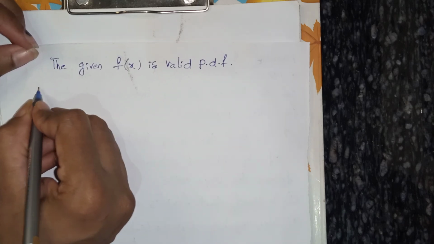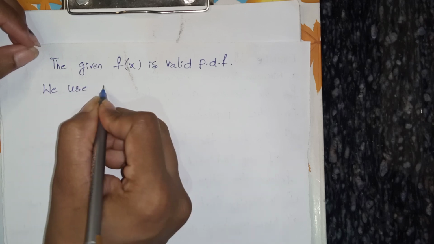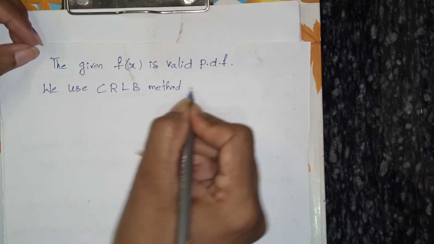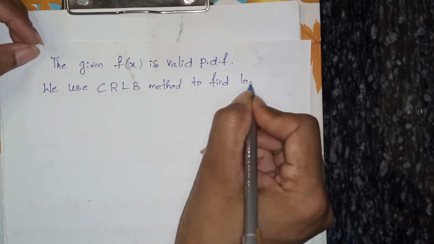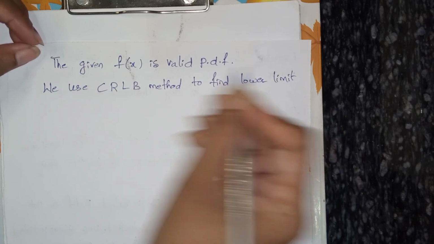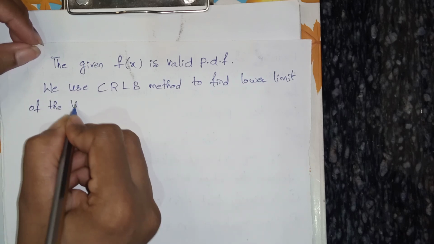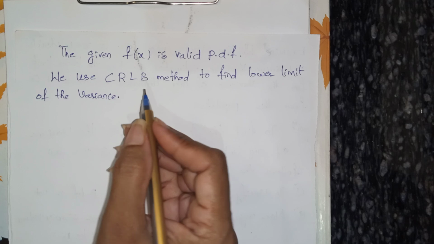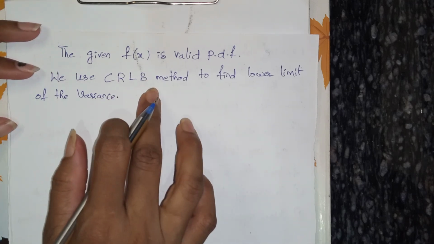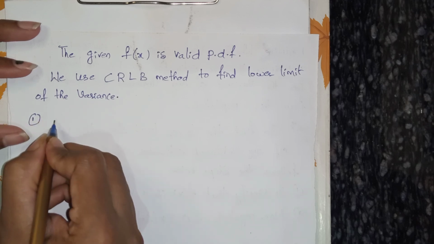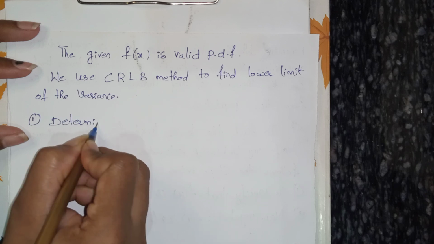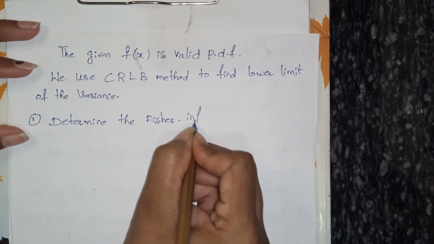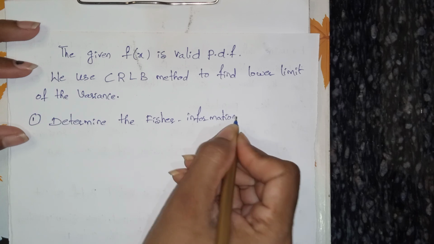So we use the Cramer Rao lower bound method to find the lower limit of the variance. In this Cramer Rao lower bound method, the first step is to determine the Fisher information. So what is Fisher information?